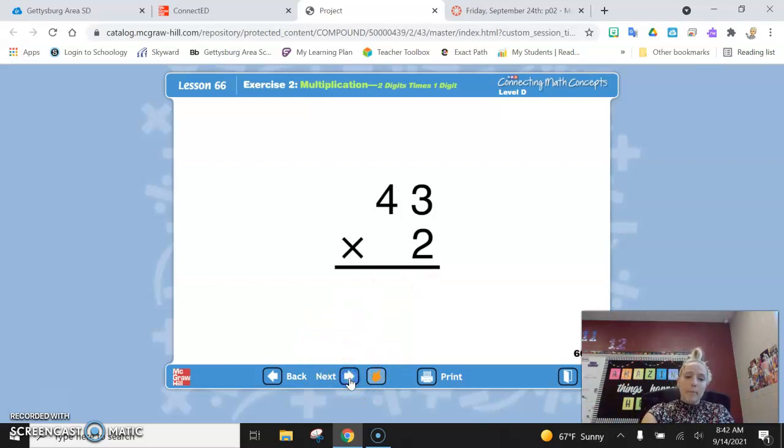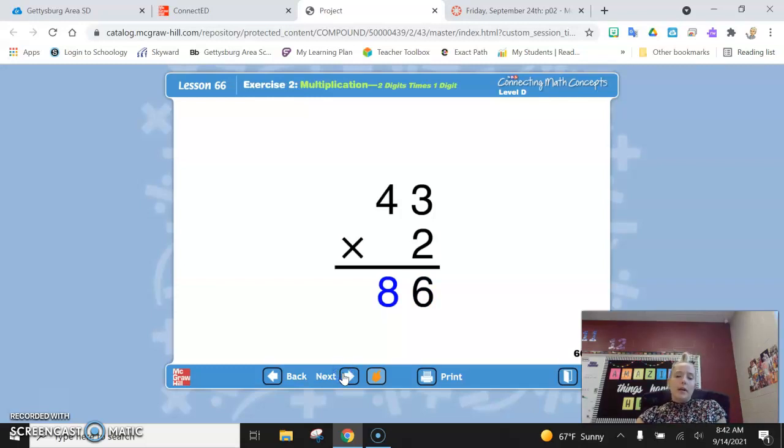You would write that below. And then you're going to move, giving this number to the tens place. 2 times 4 is how much? 8. Good job. So 43 times 2 would be 86.